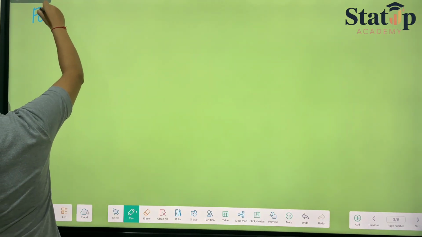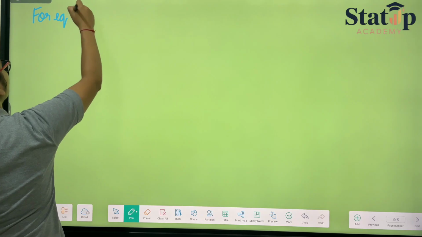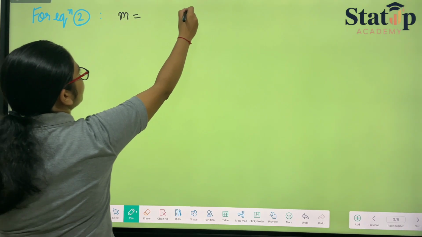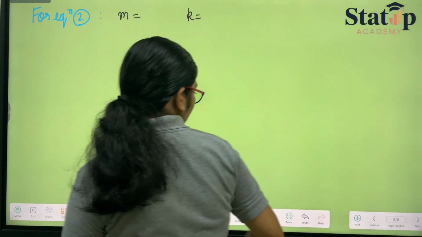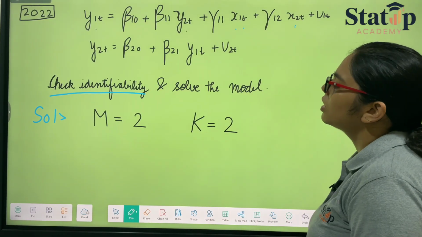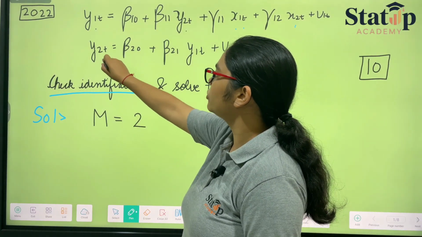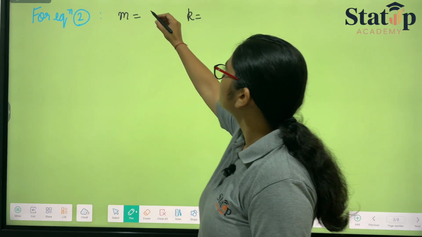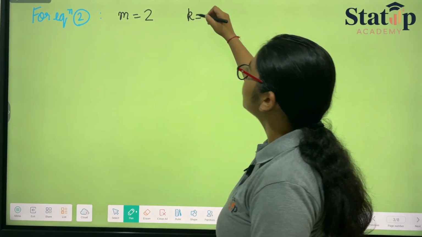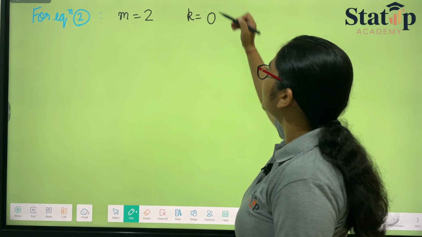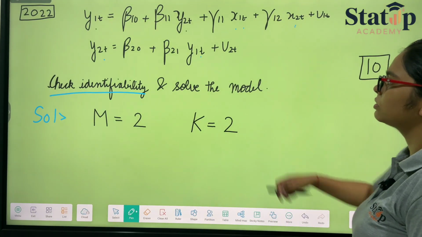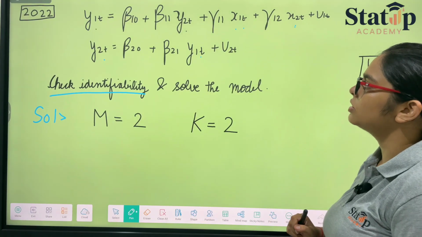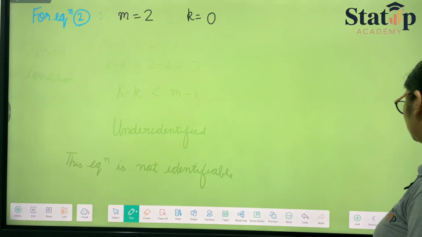For equation 2, small m and small k: the number of included endogenous variables is 2, y1t and y2t, and the number of included exogenous variables is 0. Since there is no x present in this equation, we can write it as 0.